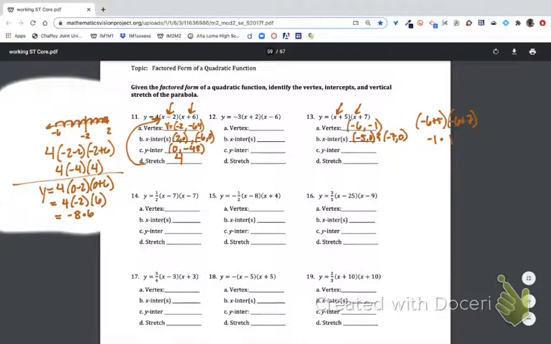For the y-intercept, plug in 0. Five times 7 is 35. And the stretch, you'll notice, out in front there, there's nothing, which means that we can multiply it by that placeholding 1, and there you go.